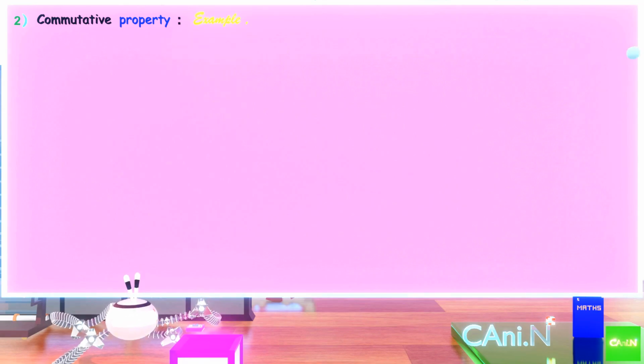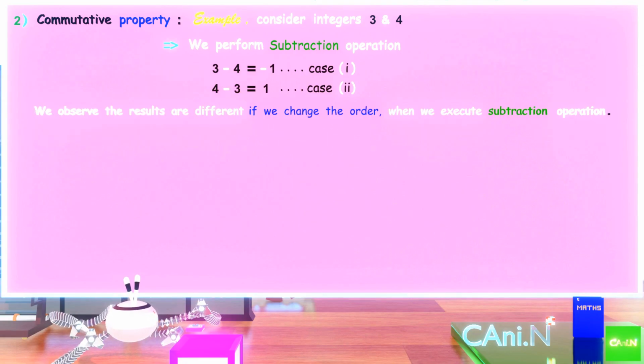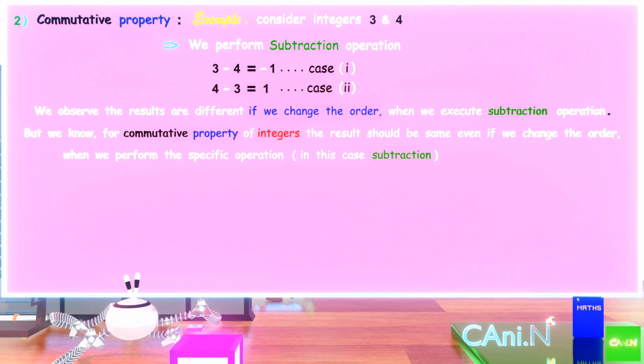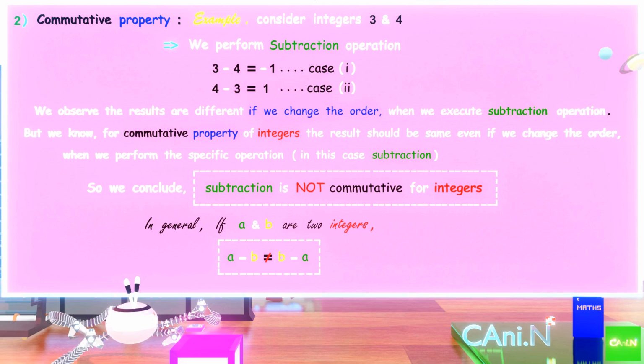Commutative property. Example. Consider integers 3 and 4. We perform subtraction operation. 3 minus 4 equals minus 1. 4 minus 3 equals 1. We observe the results are different if we change the order when we execute subtraction operation. We know, for commutative property of integers, the result should be same even if we change the order when we perform the specific operation, in this case subtraction. So, we conclude, subtraction is not commutative for integers. In general, if a and b are two integers, a minus b is not equal to b minus a.